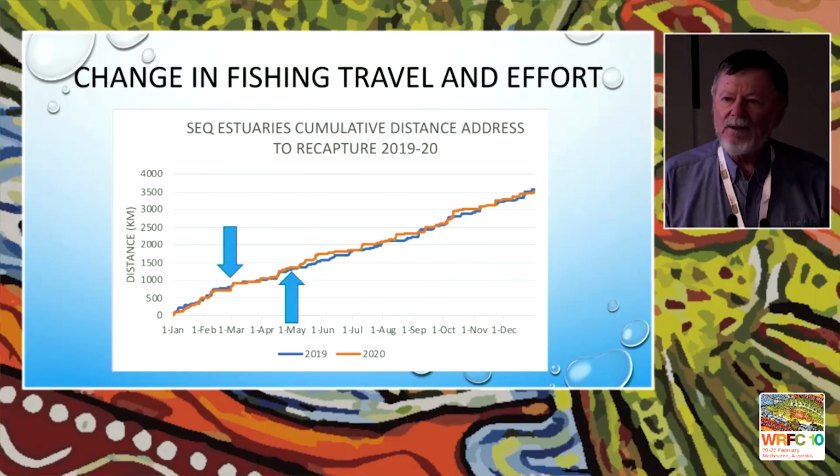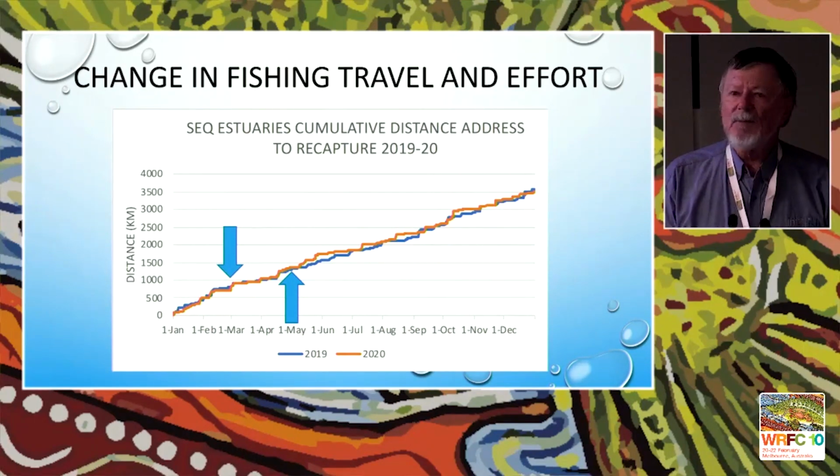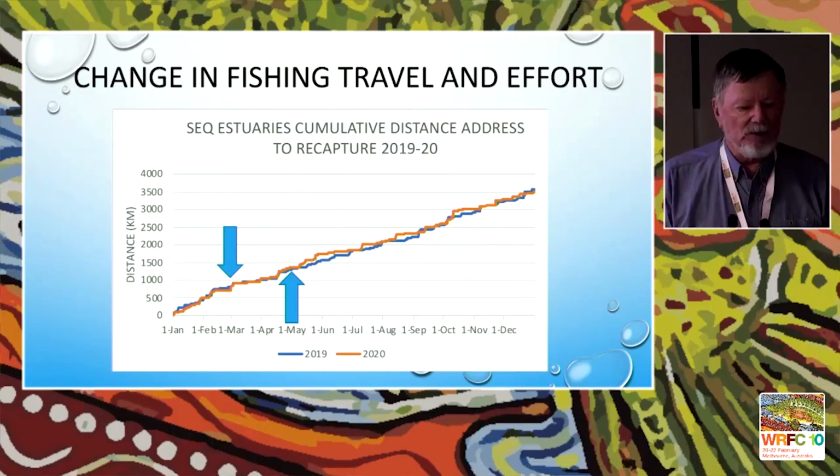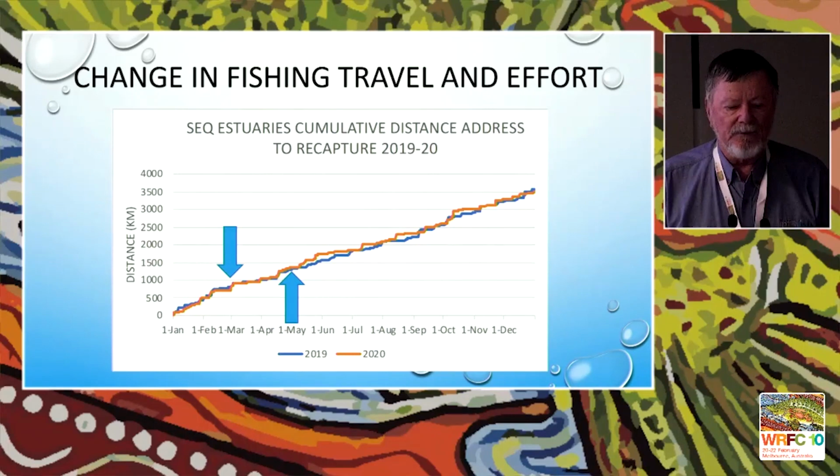In southeast Queensland estuaries around Brisbane, the two blue arrows show the period when the travel restrictions were in place. In southeast Queensland, most people only travel about 20 kilometres to go fishing. Very few travel over 50 kilometres. So you can see that during that period there was no real change at all in the travel pattern of the fishers there. And the same goes for the rest of the year. There was very little difference in the travel pattern between the 2 years.